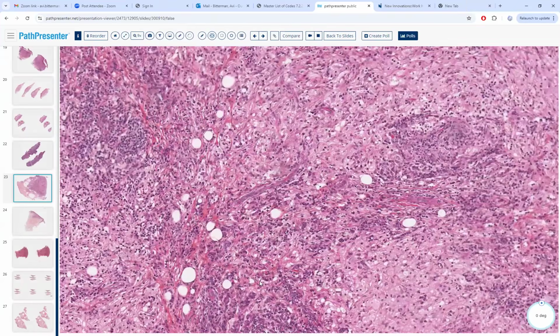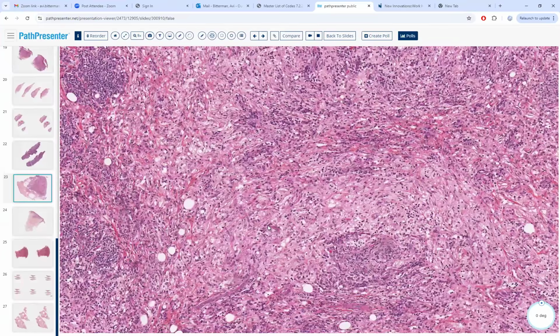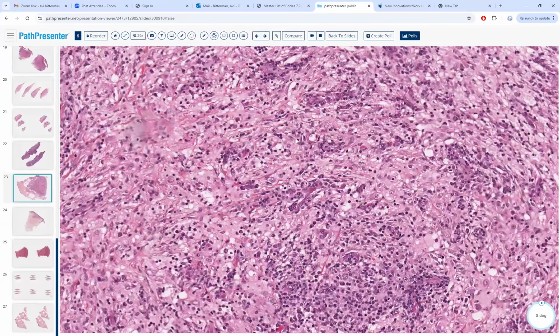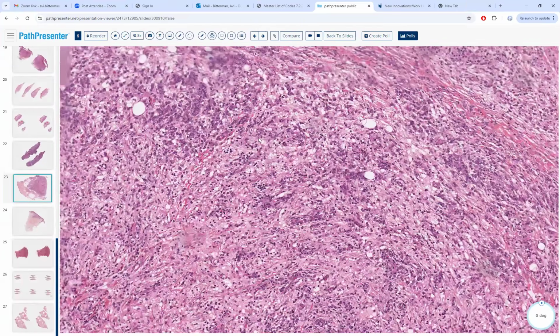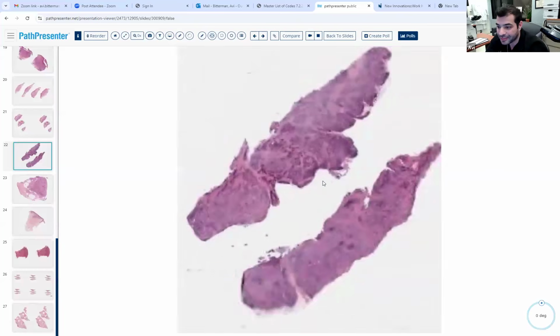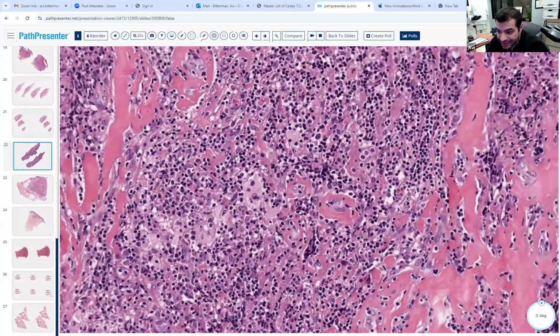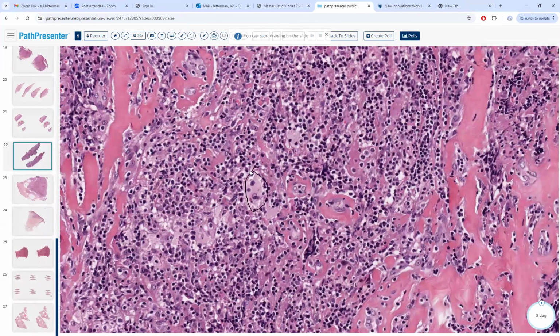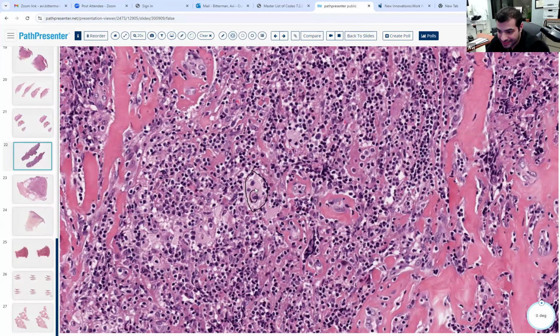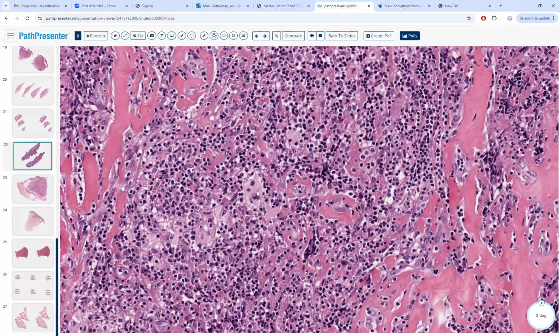Could you just point out the emperipolesis one more time, Avi? Sure. In this case, it's not as clear, but I'll point it out. Here, you see how there's a histiocyte over here? Do you see how inside the histiocyte there's a plasma cell, or a lymphocyte? Passing through. It's not being digested or anything. Yeah, that's emperipolesis.